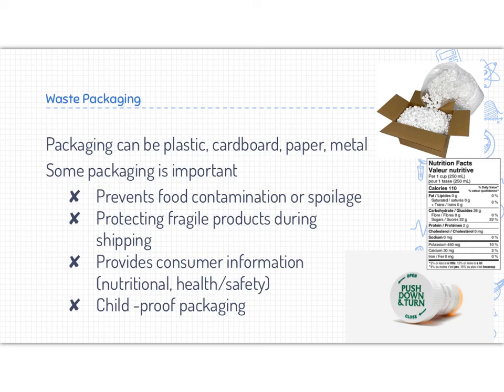However, packaging can be important. So some packaging prevents food contamination or spoilage. So pretty much everything at the grocery store. Sometimes that packaging is really important to protect fragile products during shipping. Sometimes it provides consumer information, so nutritional information like the labels on things. It could be health or safety, so maybe some WHMIS or HHPS. And then also child-proof packaging, very important to keep little ones out of things that could be harmful to them.